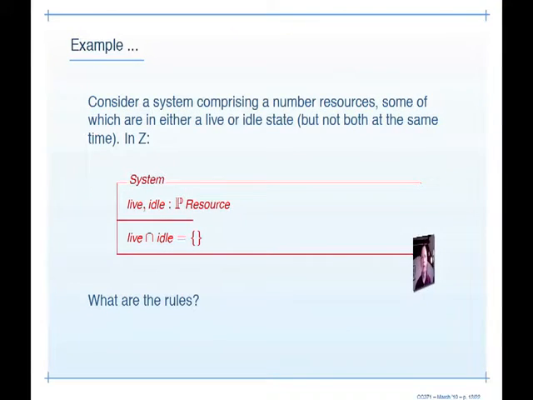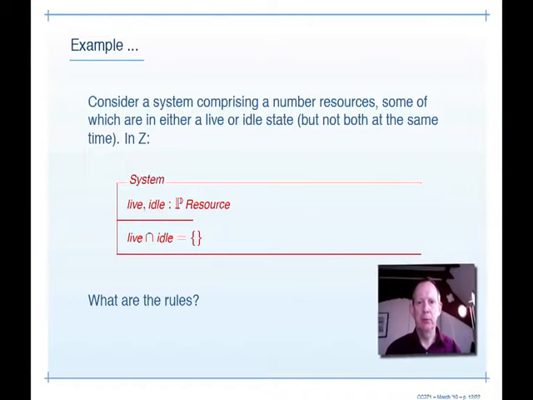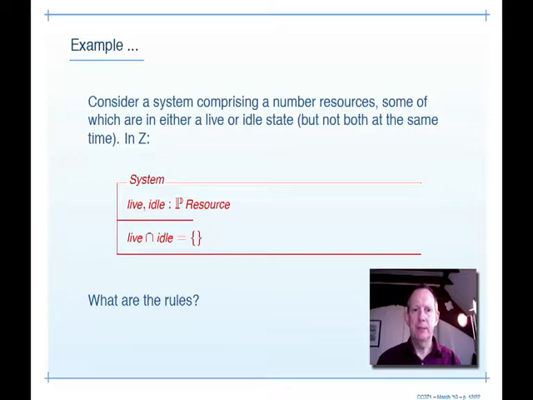Now we're going to look at a slightly more ambitious example. Let's consider a system which comprises a number of resources, some of which are in a live state and some of which are in an idle state. You might think about something like an operating system with a number of processes, some of which are operating and some of which are in an idle state. But a given resource, a given process, can't be both live and idle at the same time.